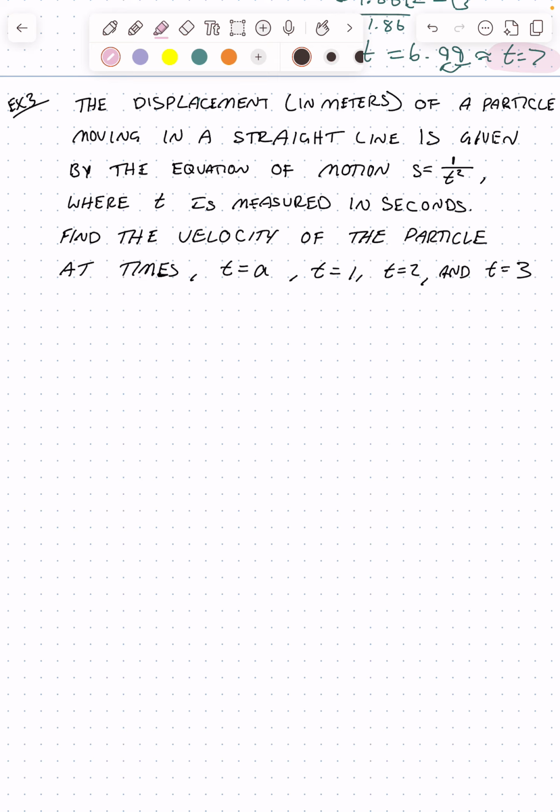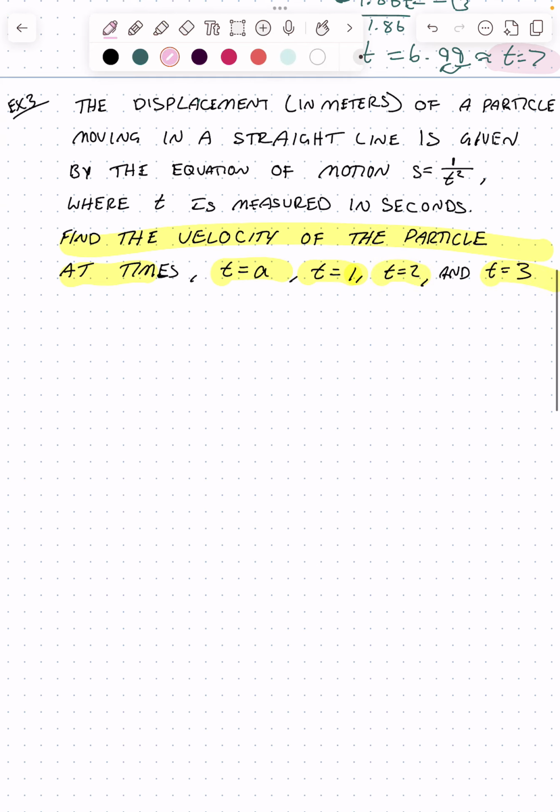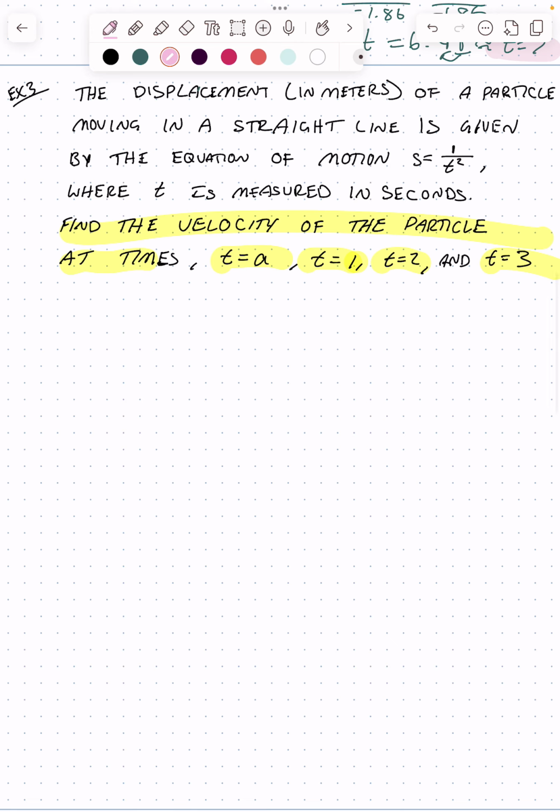Okay, so it says the displacement in meters of a particle moving in a straight line is given by the equation of motion s equals 1 over t squared, where t is measured in seconds. Find the velocity of the particle at times t equals a, t equals 1, t equals 2, and t equals 3. So remember, for that t equals a, it's literally just going to be what we did last time. They just want the first derivative, and then you're going to substitute t with a. But let's take a look at this first thing. This is the problem, right?